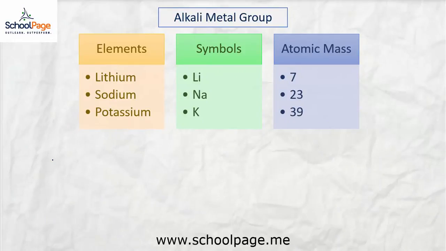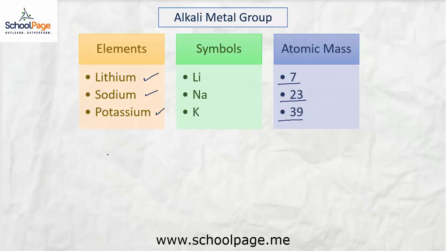Now here is the first example, which is the alkali metal group. Here are the elements which are listed: lithium, sodium and potassium. These are the three elements which form a triad. These are the symbols of the same elements, and these are the atomic weights of the respective elements. Lithium has atomic weight of 7, sodium has 23 and potassium 39.